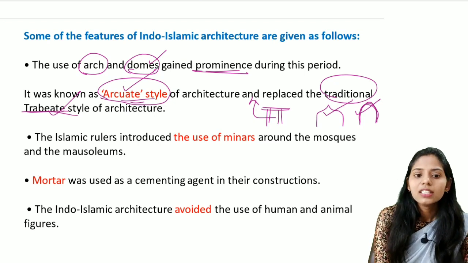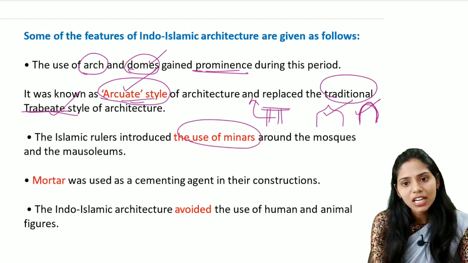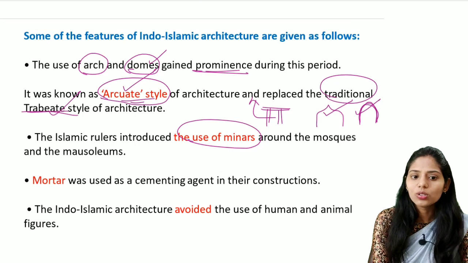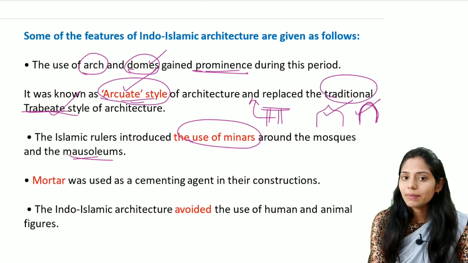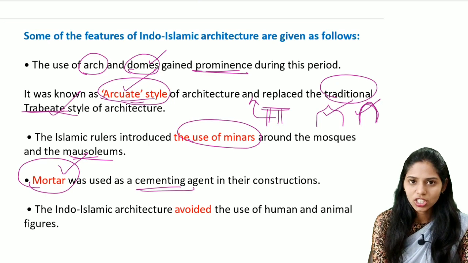And let us come back. The Islamic rulers introduced the use of minars, and these minars are used around the mosque and also the museums. And an important feature of this Indo-Islamic architecture is that they started using mortar as a cementing agent for their constructions.